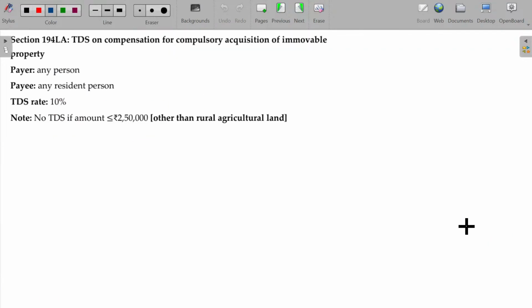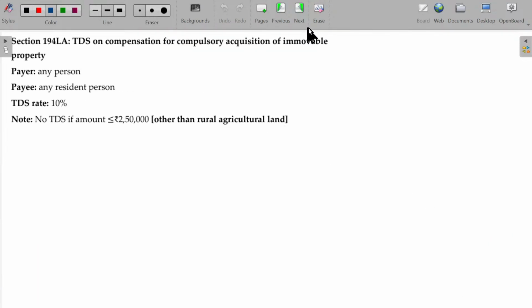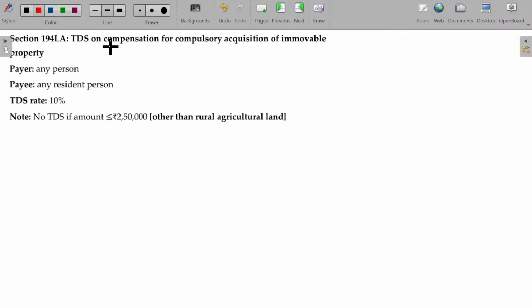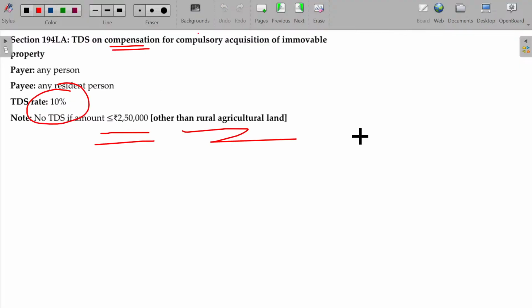Now let's go for 194LA. TDS on compensation for compulsory acquisition of immovable property. If the value is less than or equal to 2.5 lakhs, nothing will be applicable. Otherwise, 10% TDS is applicable. If the asset is compulsorily acquired, this asset not being rural agricultural land. Rural agricultural land is not a capital asset at all. So for other assets compulsorily acquired, if the value is more than 2.5 lakhs, then TDS is applicable at 10%. That's all for 194LA.